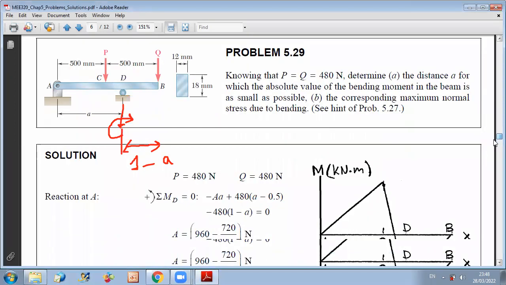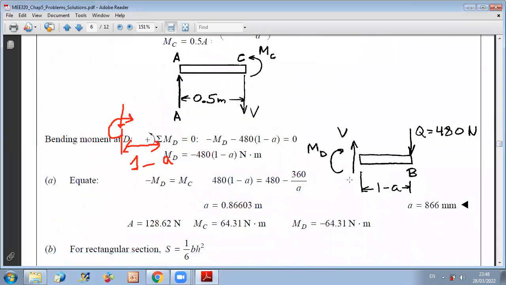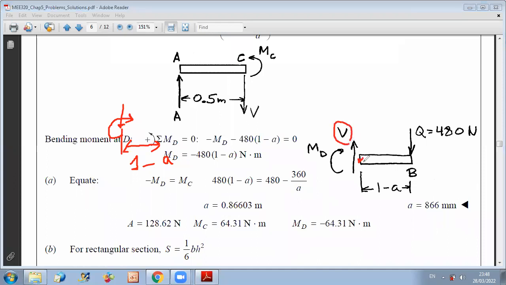So let us first represent the section. This is the section. We have V upward to rotate clockwise about the extremity. MD is positive clockwise to compress the upper part. To get the bending moment at D, we do the sum of moments about D equals 0. Why do we select D? To not have to calculate the shear, because when you do the sum of moments about D, the shear will not have any moment.